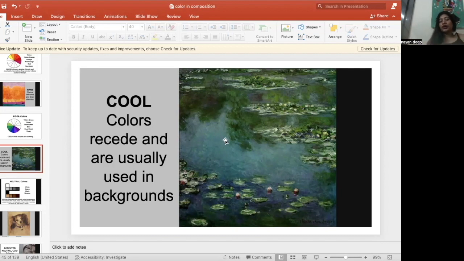Okay. So here you can see a lot of shades and tints of blue and green, and there is white mixed with some darker shade. So cool colors recede and are usually used in the background. Yes, cool colors are generally in the background because it is not an attention-demanding group.